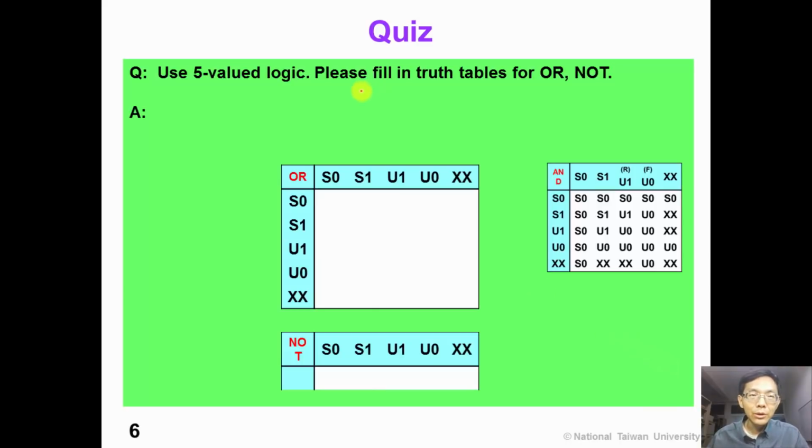Now it's time for you to do an exercise. Using the 5-value logic, please fill in this table for the OR gate and the inverter. On the side, we showed an AND gate truth table for your reference. Now please pause the video and work on this exercise.